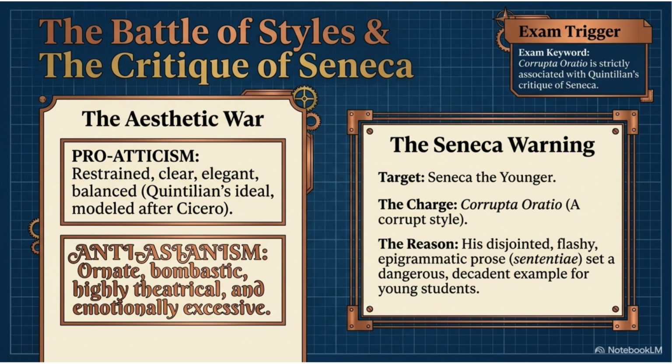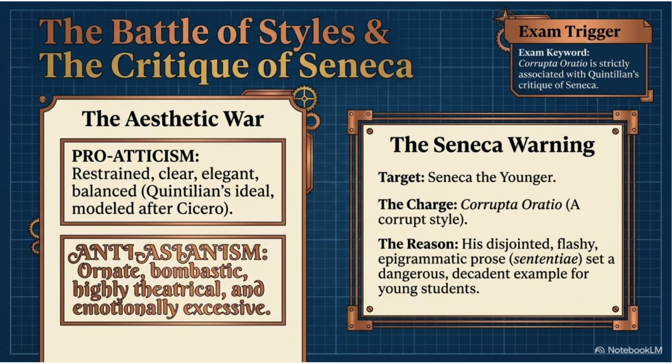Why did Quintilian use such strong words? He believed Seneca's style encouraged students to admire clever expressions instead of developing clear reasoning. In other words, students began trying to sound brilliant instead of trying to think clearly. That, according to Quintilian, was dangerous. Why did Quintilian criticize Seneca? The slide explains the reason. It says Seneca's prose was disjointed, flashy, epigrammatic.